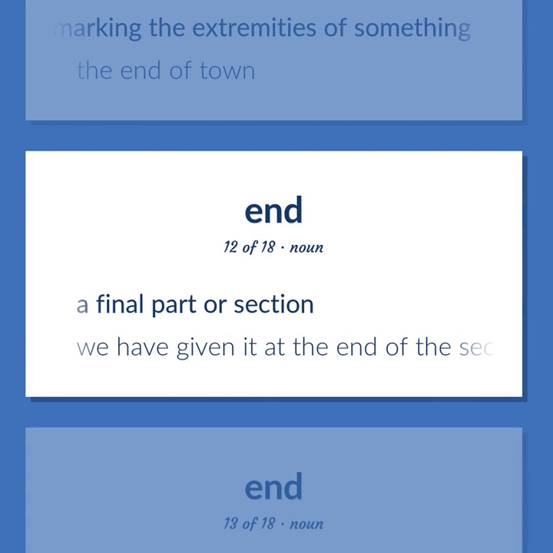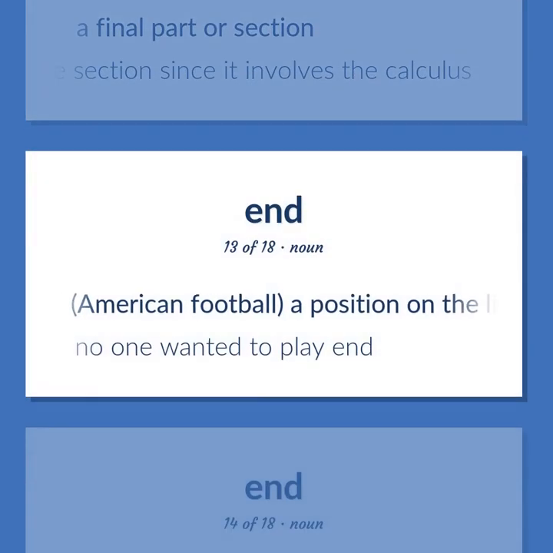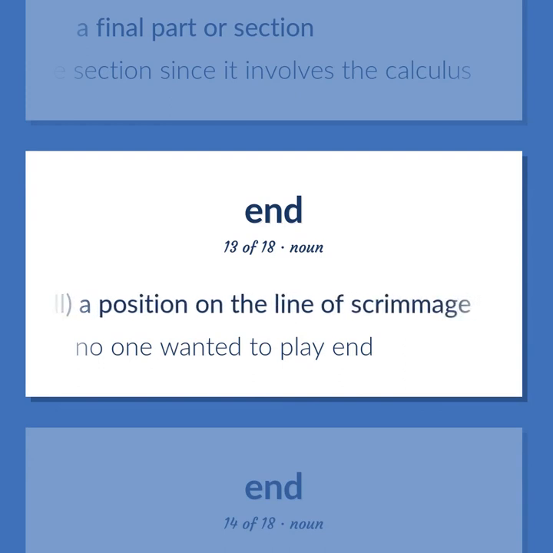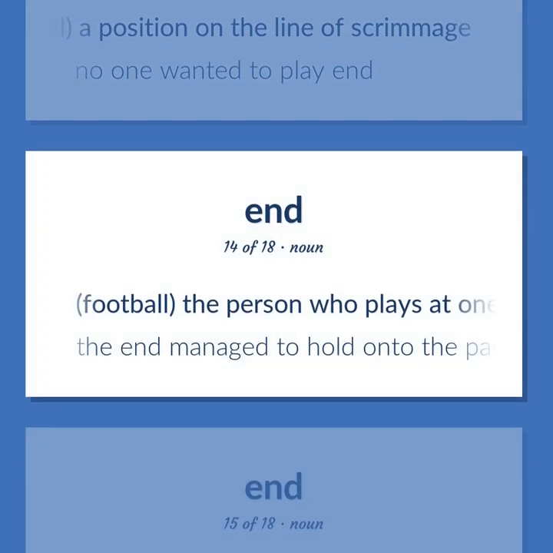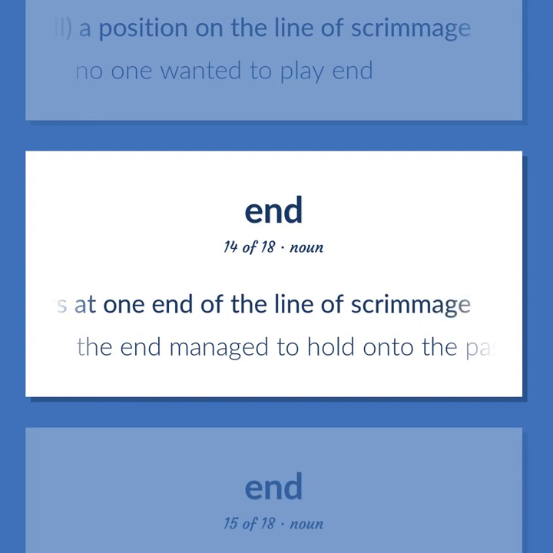A final part or section. We have given it at the end of the section since it involves the calculus. American football. A position on the line of scrimmage. No one wanted to play end. Football. The person who plays at one end of the line of scrimmage. The end managed to hold onto the pass.